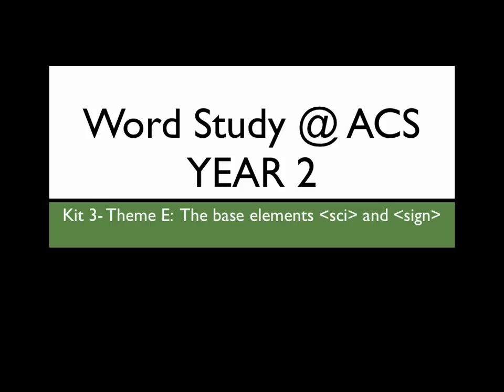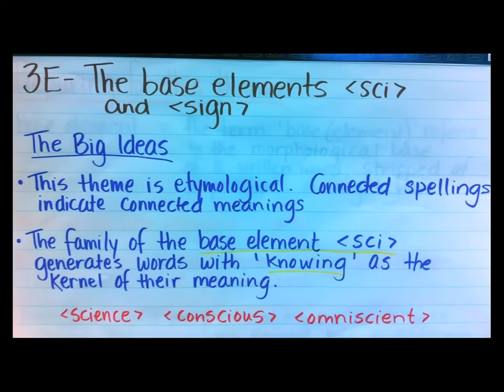This is the video overview for Kit 3 Theme E, the base elements SCI and SIGN. The big ideas of this kit are that this theme is etymological. Connected spellings indicate connected meanings. A lot of what we do with real spelling is to dig into one word or one element and apply that knowledge to other spellings.